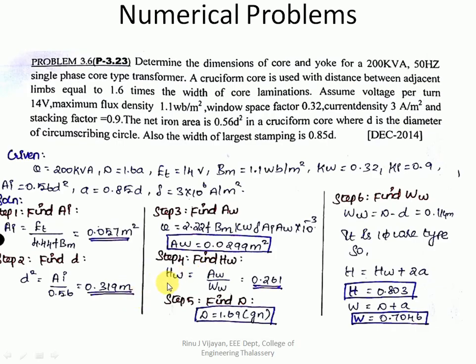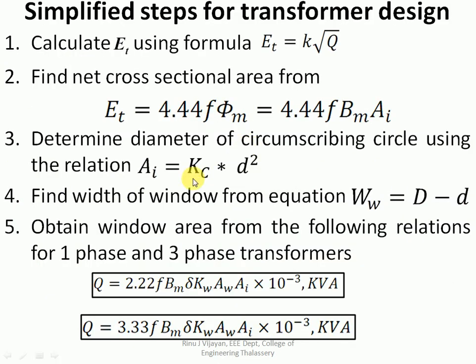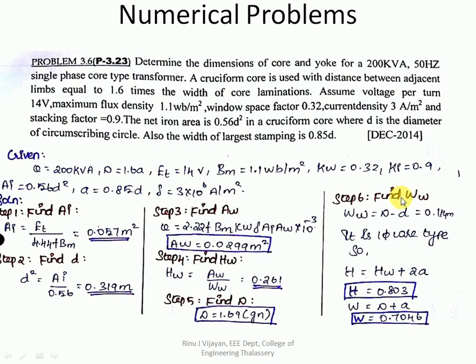The steps shown here are not in the same manner as I have written them there, but I will be explaining following these steps. So far we have determined the value of AI and small d. The next step was to find the value of the width of window. Width of window can be easily found from the relation capital D minus small d.